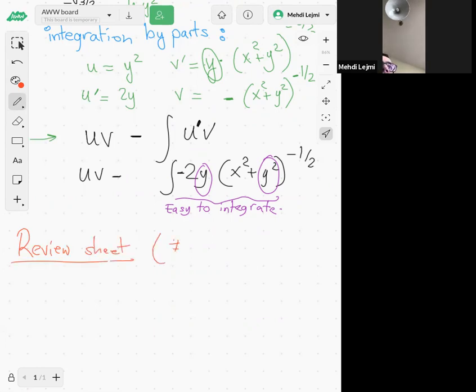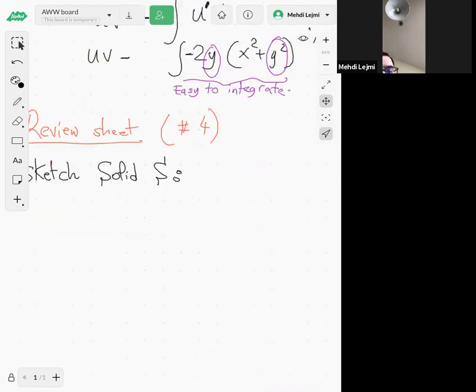The problem number 4. All right. So we have x equal to 0, y equals to 0, z equals to 0, etc. Okay, so if you want to try, just to give you a rough idea about this region S, or solid S. So a rough idea would be, if you want to sketch the solid S, right?